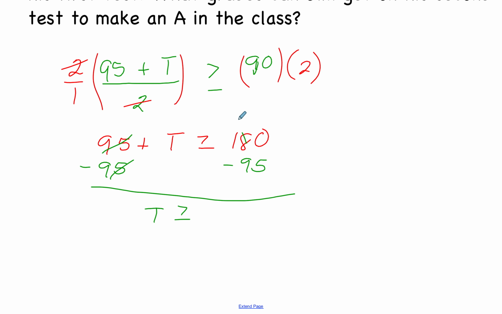Well, let's see, I'll borrow from my 8. 10 minus 5 is 5, and looks like he needs to get at least an 85 to make his A in the class. So he can get an 85 or above in order to get an A in the class.